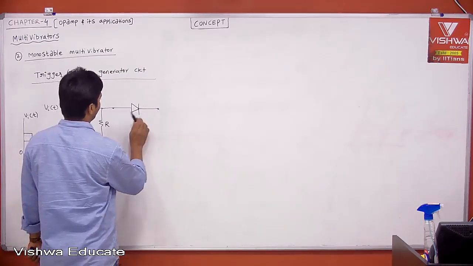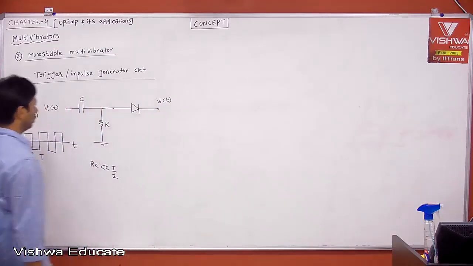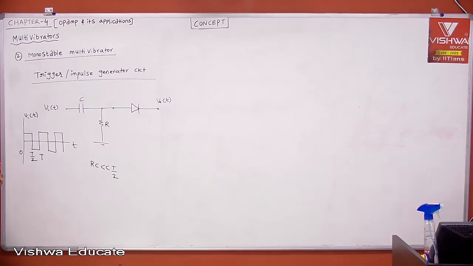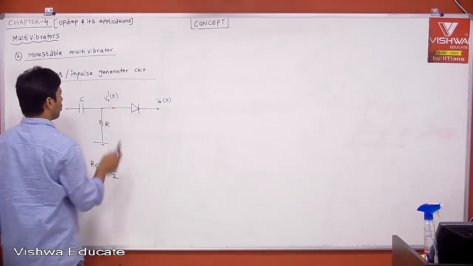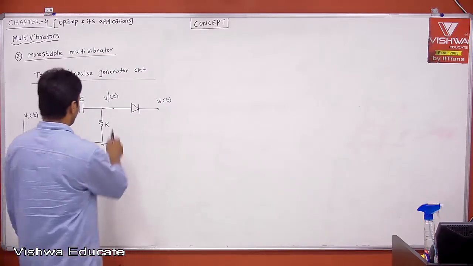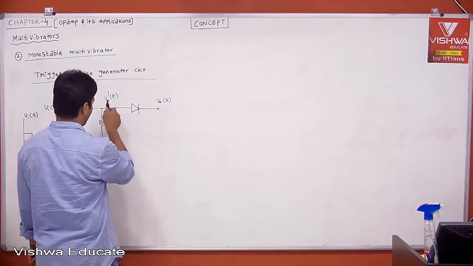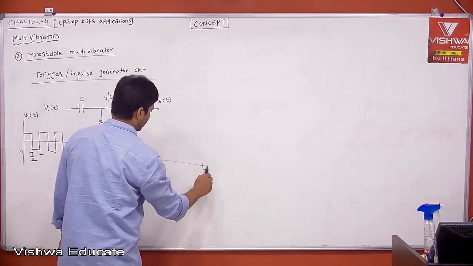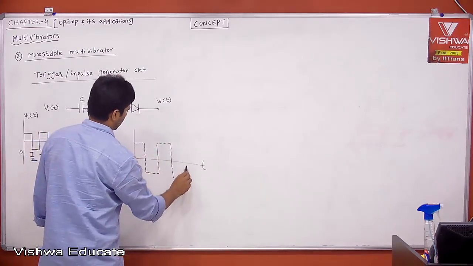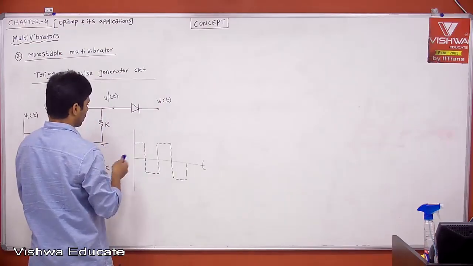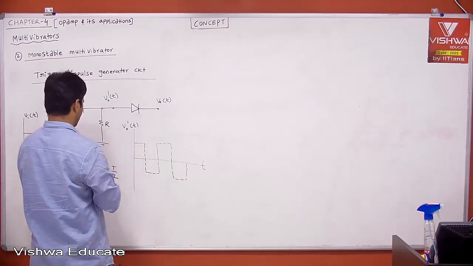Then tell me what you get. Let us say I take a forward biased PN junction diode, then tell me what is V naught of t. Let us say this is V naught dash of t. This is your time. Your input is a square wave. Then what is your output? This is nothing but V naught dash of t. Tell me what is your output.